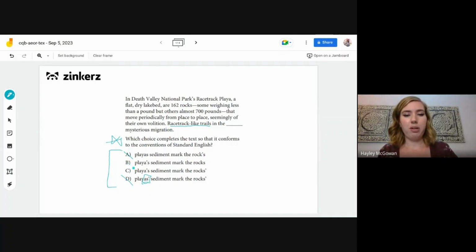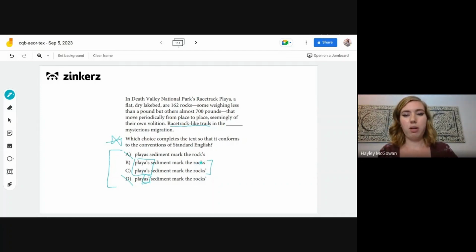So then we have options B and C. Kind of the same thing, we can also think here about the rocks, whether they should be singular or plural, which in this case between B and C, they're both plural forms. So we know it has to be plural. But then we still have some differences in the possession. Between B and C, both options for playa are possessive, so that doesn't really help us narrow it down at all. That just means that the sediment is going to belong to the playa.